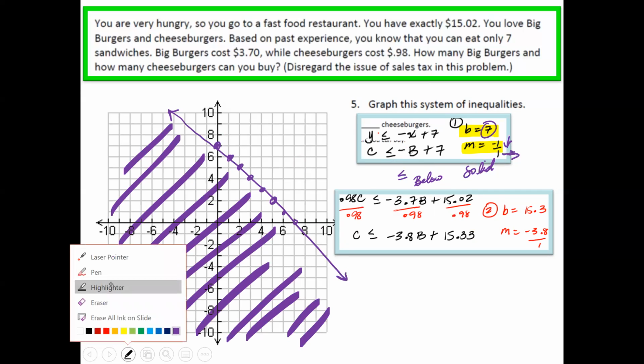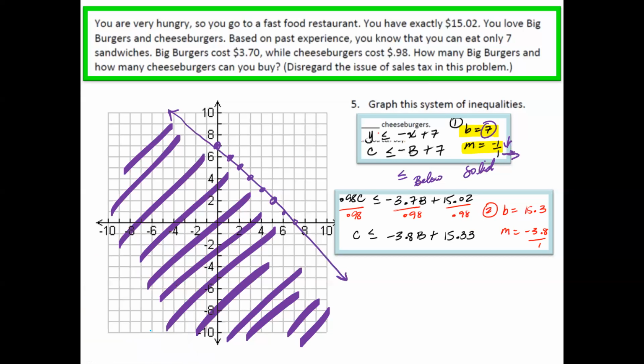Okay. Now let's go ahead and grab the second line. The second line is going to be starting at 15.3. So that is all the way up 10, 11, 12, 13, 14, 15. So like right here somewhere. And then your slope is a negative 3.8 over 1. So you can go down 3, about 4. Go over to the right one. So 1, 2, 3, 4 over 1.